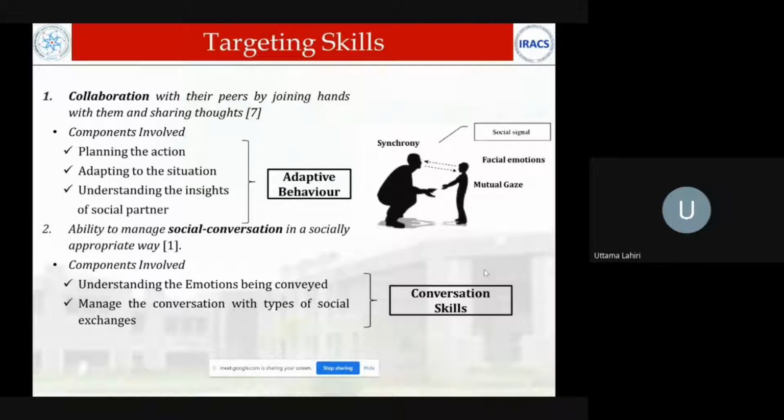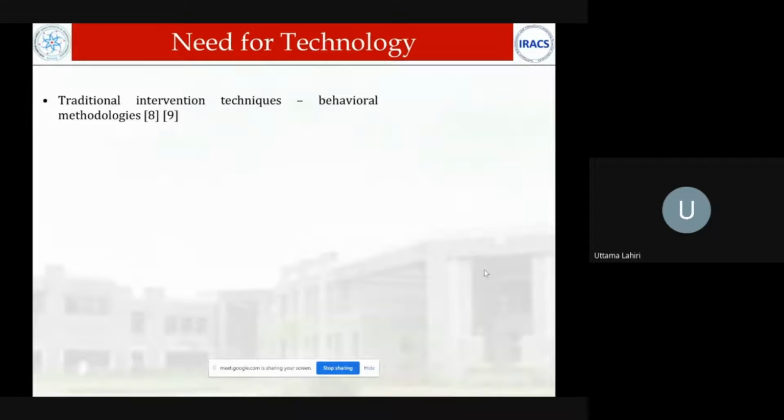So today I'll be mostly targeting the conversation skills and also a part of the adaptive behavior, that is understanding the insights of the social partner. Now where does the technology come in all of these?